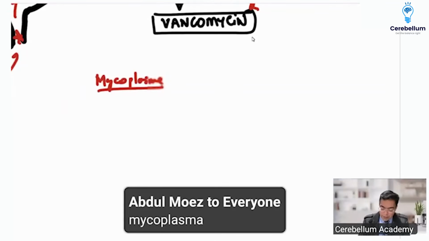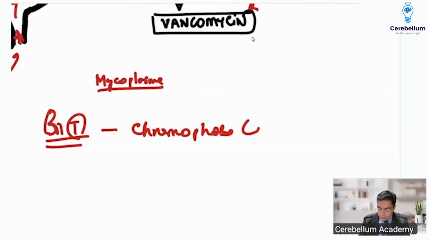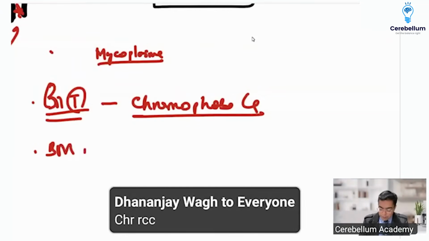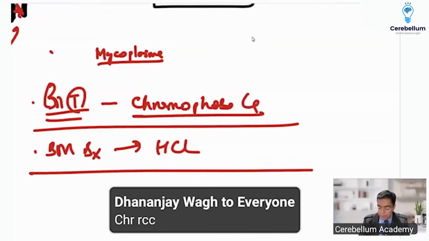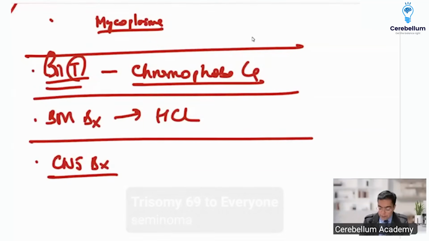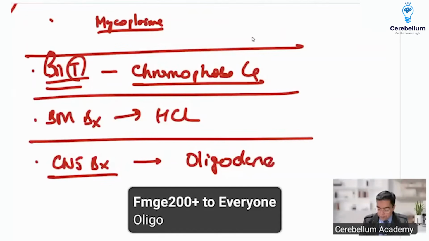Right? Same fried egg appearance is seen in case of kidney tumor. What is your answer? The answer is going to be chromophobe cancer. Same fried egg appearance is what is seen in case of bone marrow biopsy. Your answer is very clear. It is hairy cell leukemia. And if I'm talking about a brain biopsy showing you fried egg appearance, that is going to be an example of a tumor that is given the name of oligodendroglioma.